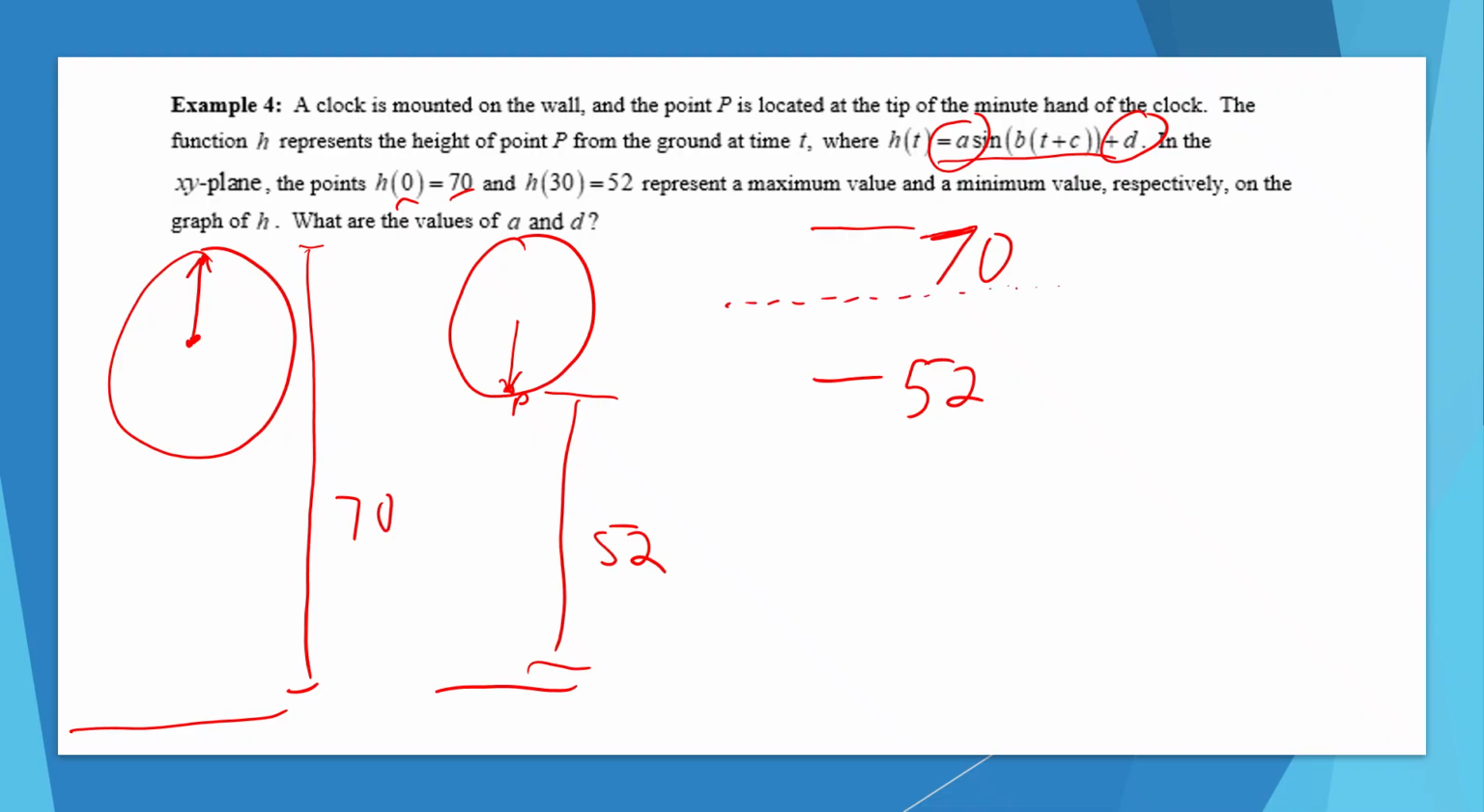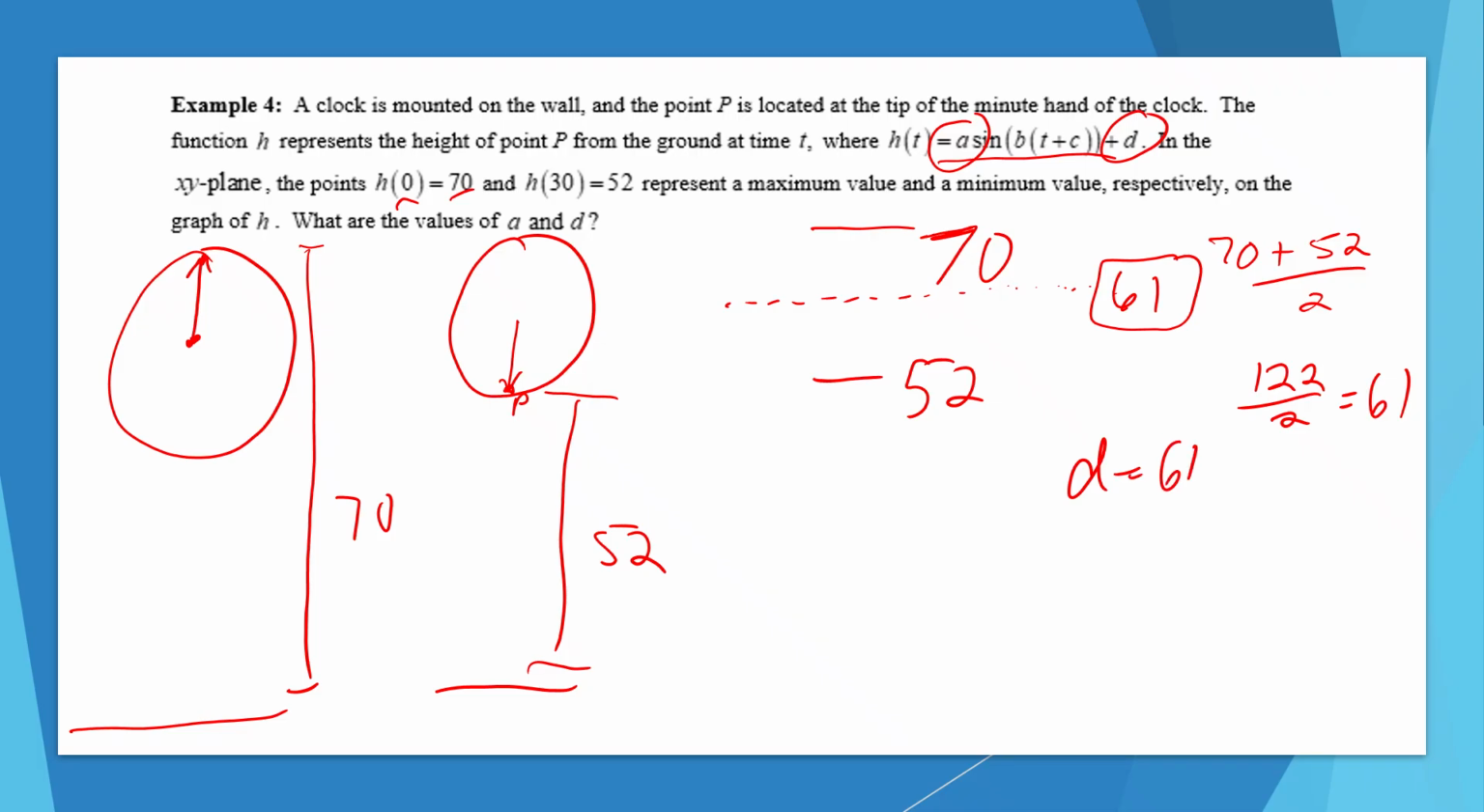What is our middle number between the two? We can always figure this out using good old algebra by just taking the average of those two numbers. So 70 plus 52 divided by 2. This is 122 over 2, which is 61. So 61 should be our midline. That's going to be our D value. So D equals 61 for sure.